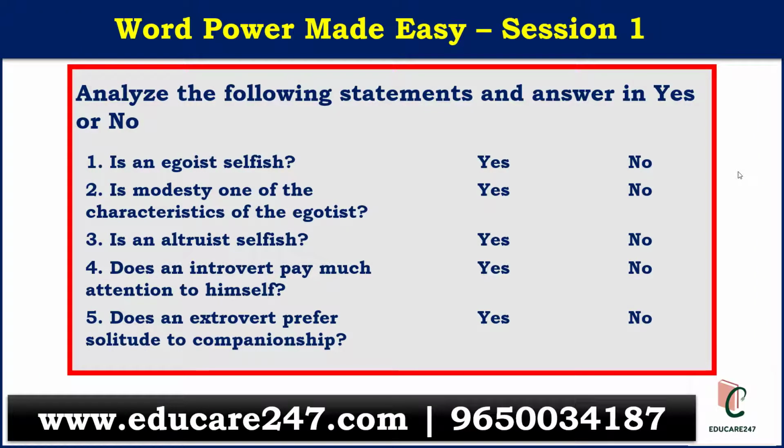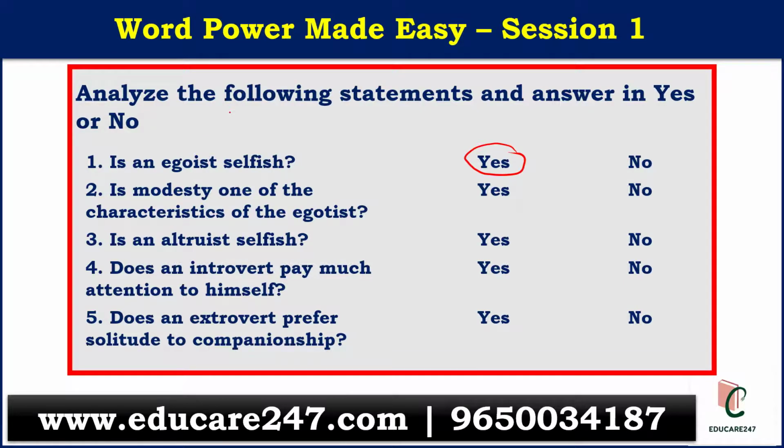So in this exercise, we again will be having 10 questions. You just have to say yes or no to each question. So let's begin. So the first is, is an egoist a selfish person? So egoist basically means selfish. So our answer for this will be yes.